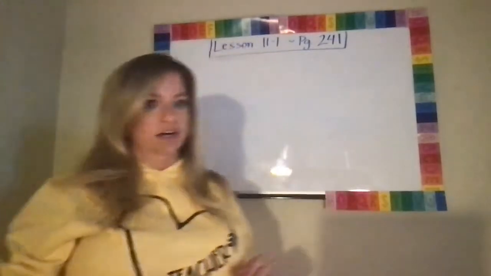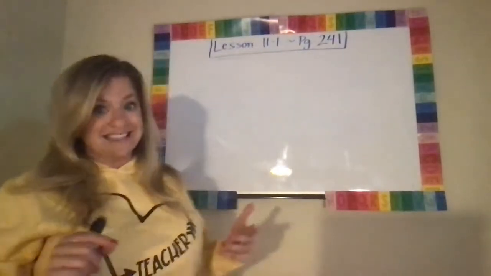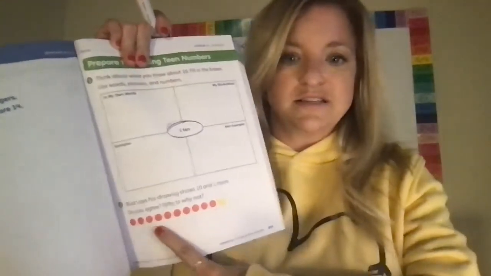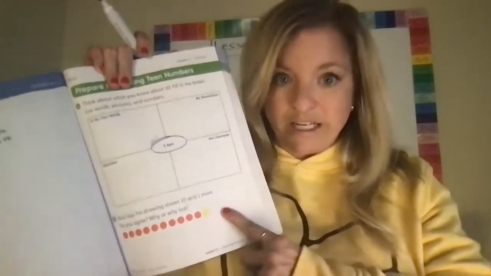So let's see. Buzz says his drawing shows 10 and 1 more. Do you agree? Why or why not? 1, 2, 3, 4, 5, 6, 7, 8, 9, 10 red and 1 yellow. So yes, I agree because he has 10 red dots and 1 yellow dot. So down here, he has 10 red dots, 1 white dot. So that would be 10 and 1 more.